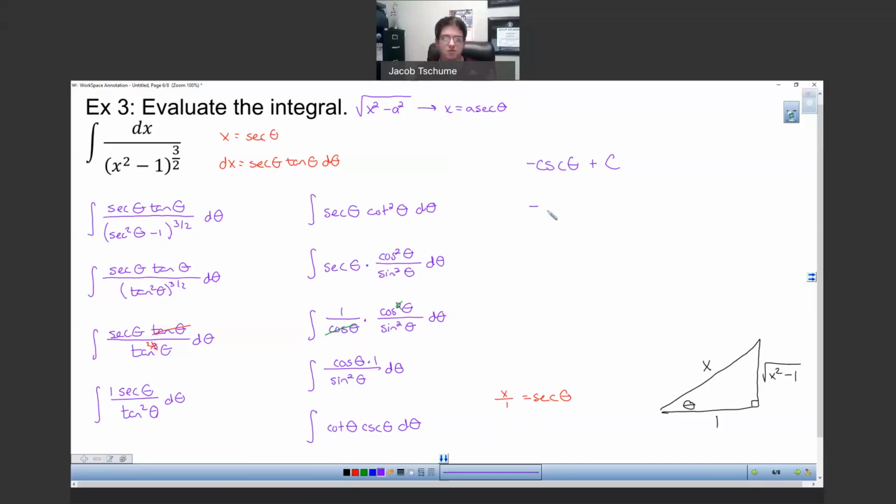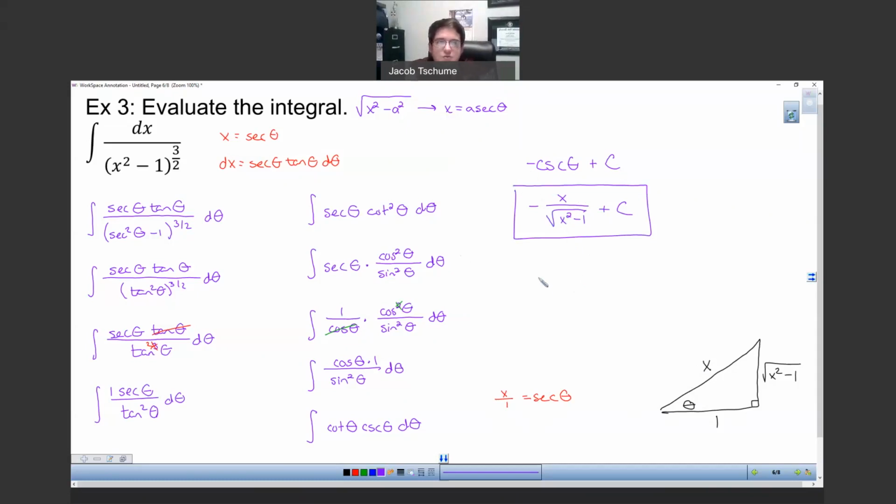Now I can use that triangle and I can find my value of cosecant and substitute it in. Well, cosecant has a definition of your hypotenuse divided by the opposite, which would be x over the square root of x squared minus 1. Don't forget the negative when you did the integral, and then don't forget your plus c. And that would be your final result for this problem.